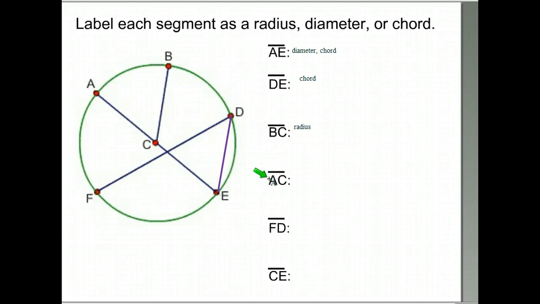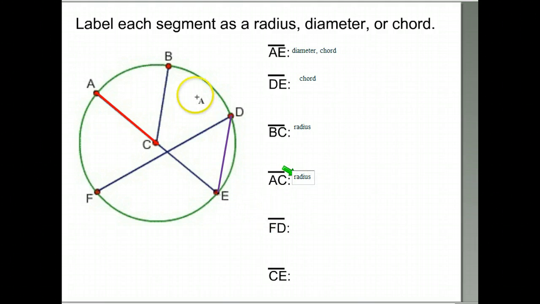Next, they want us to look at AC. Here's AC. It's the line going from A to C, and it stops when it gets there. So let me highlight it. There's AC in red. Again, it's a line that goes from the center to the edge of a circle, halfway across the circle, so it is a radius also.